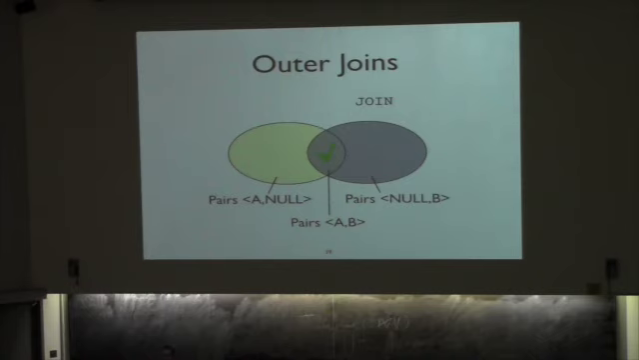So just to recap, a regular join gives you all of the pairs that are in both sets. A left outer join will give you everything that's in the left set and the middle. Right outer join will give you everything that's in the right set and the middle. And what does a full outer join do? Yeah, everything. All right.